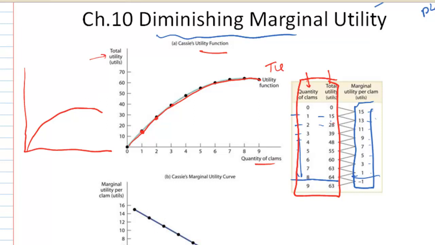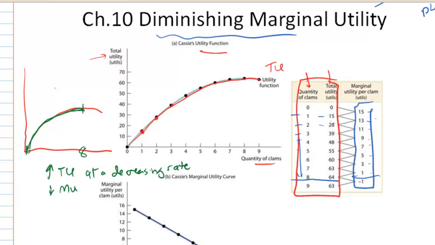We could say, for one, up to this point, from 0 up to that point, which is 8 clams, she's getting increasing total utility, but diminishing marginal utility with each additional clam. So that means we could also say the increasing total utility is increasing at a decreasing rate. You could also say the slope of this is getting flatter if you wanted to think of it in those terms.